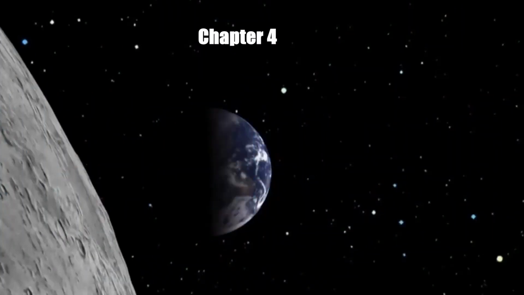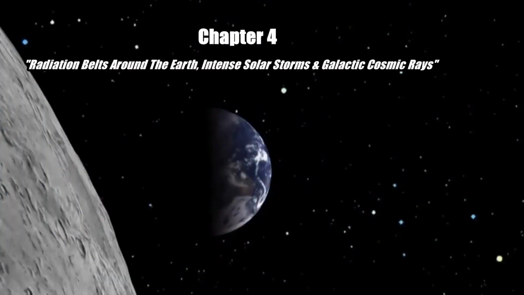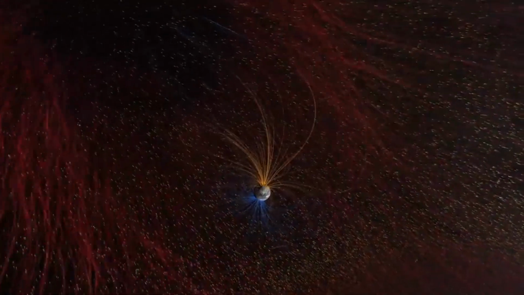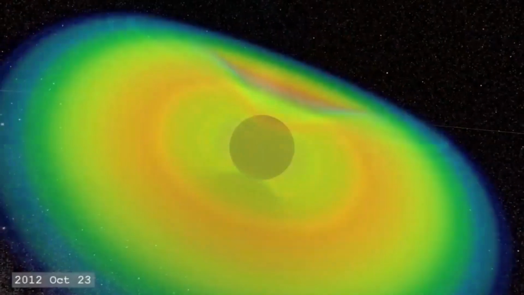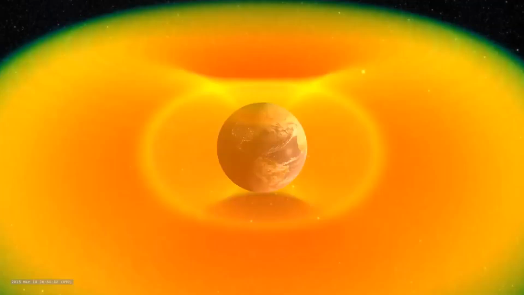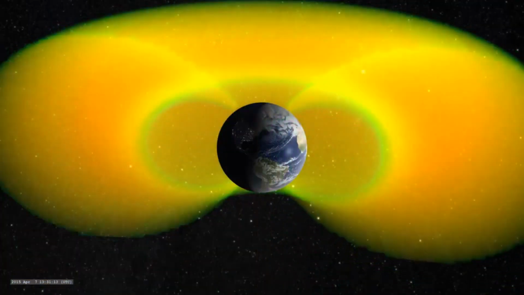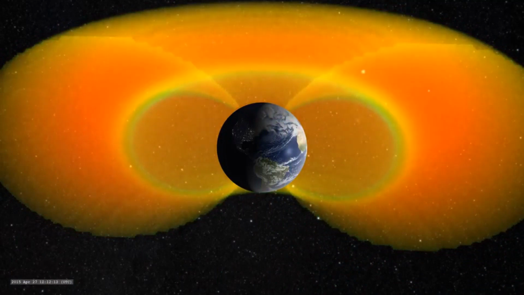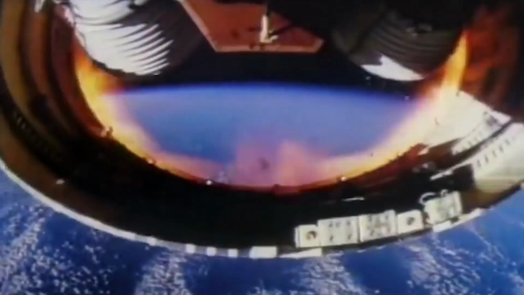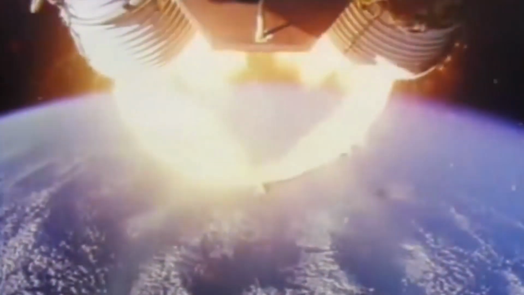Chapter 4: Radiation Belts and the Earth, Intense Solar Storms, and Galactic Cosmic Rays. To glow or no glow? The Apollo missions would have had to travel through an area of radiation surrounding the Earth called the Van Allen belts. This is an area of intense radiation, and there has not been much discussion over the years regarding NASA's claim that, given the right shielding and trajectory, the Apollo missions were able to travel through the radiation belts with little or no harm to the astronauts.